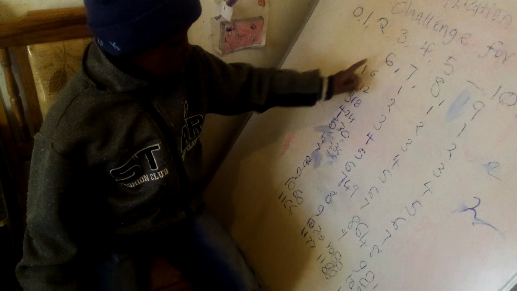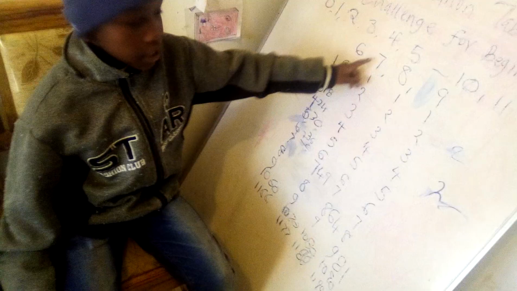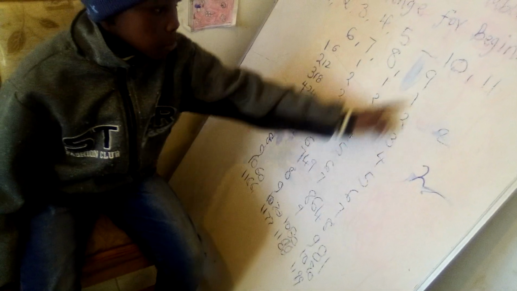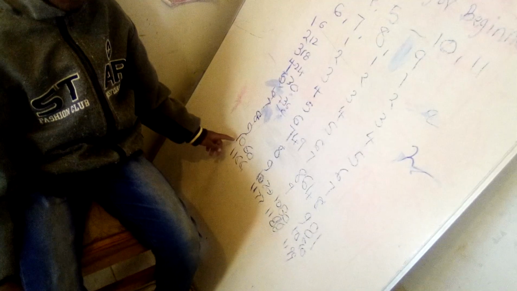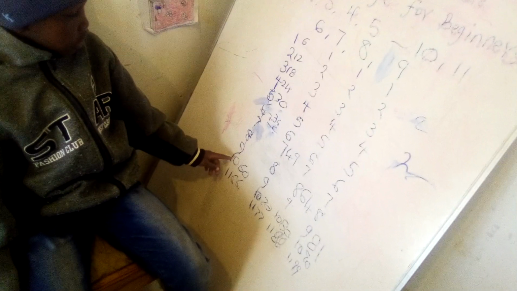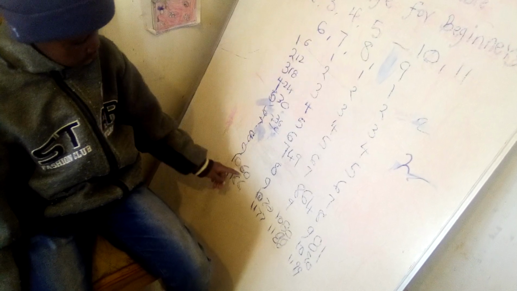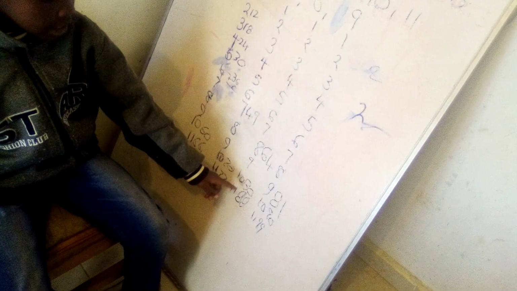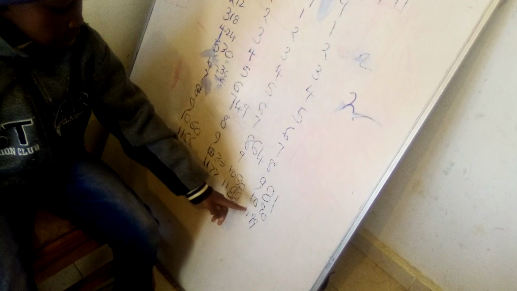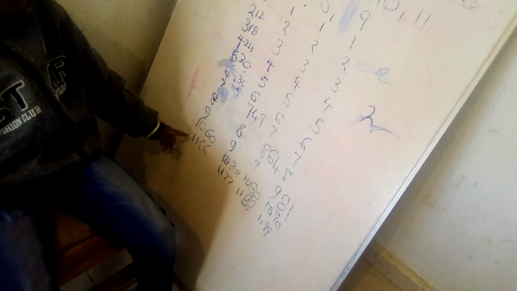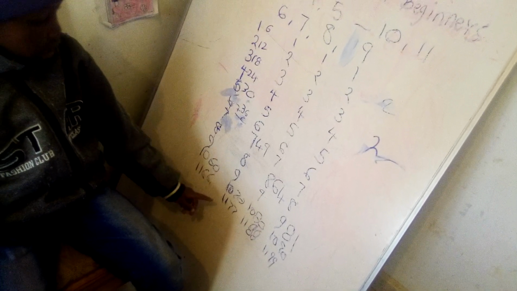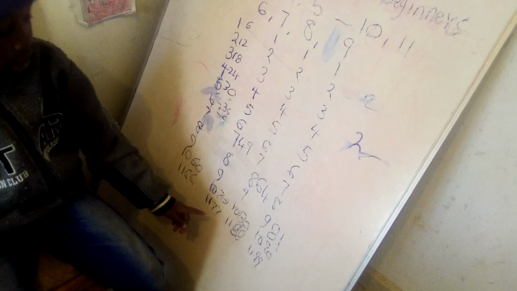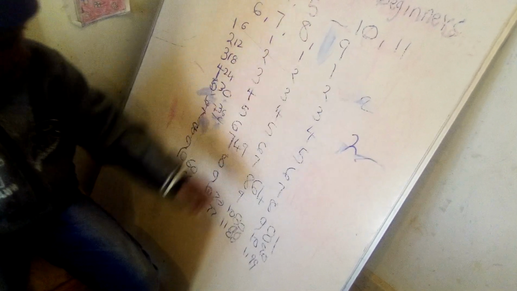So 6 times 6 is 36, 7 times 7 is 49, 8 times 8 is 64, 9 times 9 is 81. You come here to the table of 10, you feel it. 10 times 6 is 60, 10 times 7 is 70, 10 times 8 is 80, 10 times 9 is 90. Come to the table of 11: 11 times 6 is 66, 11 times 7 is 77, 11 times 8 is 88, 9 times 11 is 99.